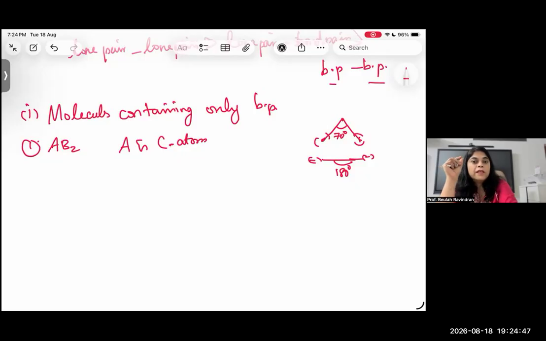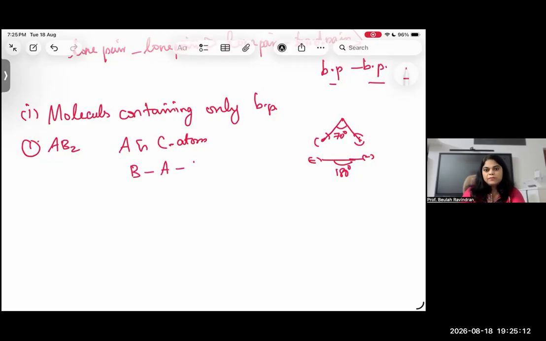VSEPR: valence shell electron pair repulsion. So that repulsion is there so that the molecule should maintain maximum distance, and also the angle between the electron pairs can change, and if it is increasing then the repulsion is decreasing. Okay, so always this AB2 type shows what? Linear symmetry, linear geometry. I can say it is linear.